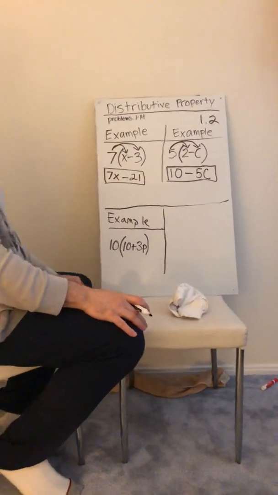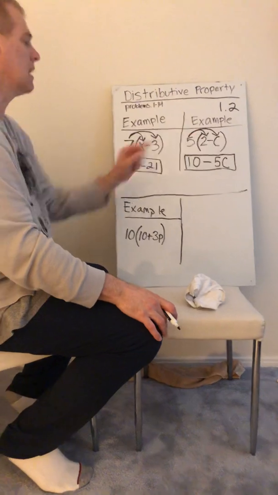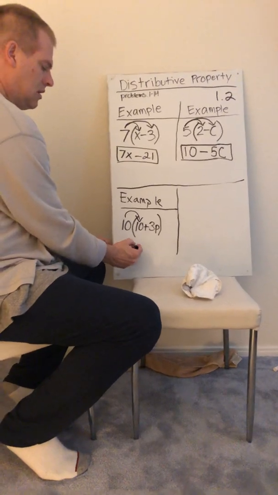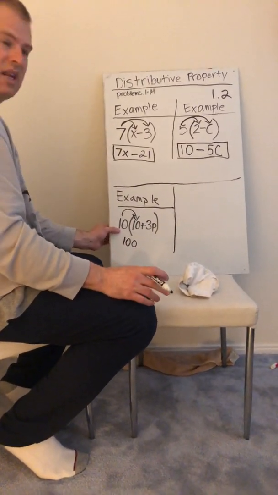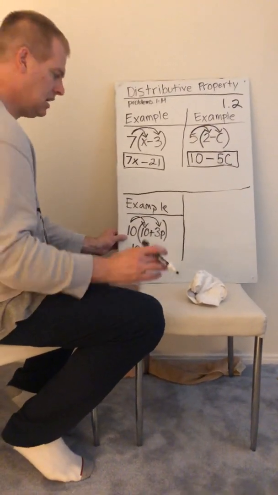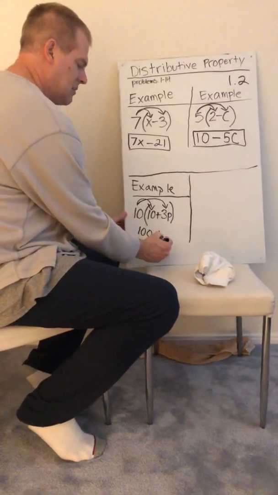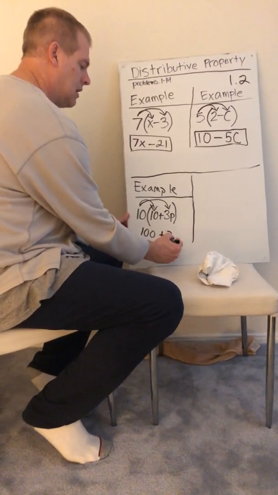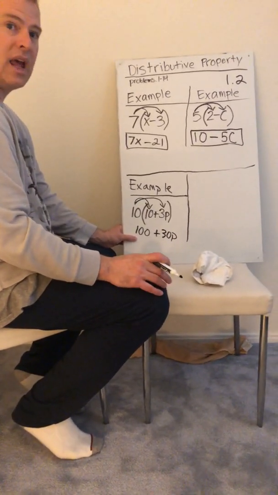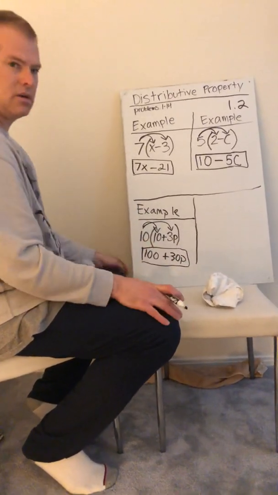My last example, again, I decided just to do one that has a plus sign in the middle rather than a minus sign. So again, I'm going to multiply the 10 times the 10, which is 100. Second, take 10, multiply it times the 3p. 10 times 3p is 30p. Since they're both positive, positive times a positive is a positive. So I get 30p. Again, these are not like terms, so I cannot add them together. So my answer is 100 plus 30p.